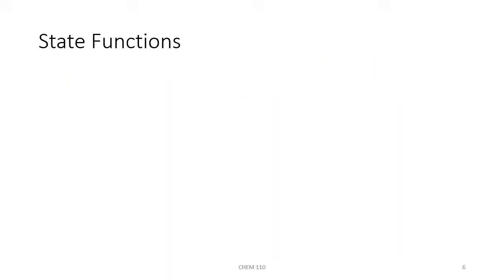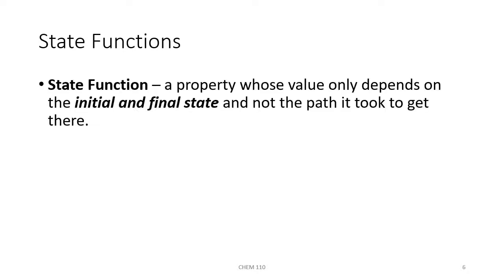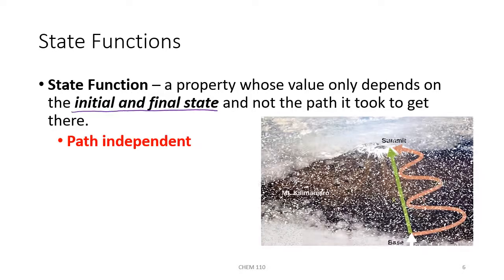Internal energy is an example of something called a state function. A state function is a property that only depends on the state of the system at any moment in time, and not the path used to get that system to the state. That means we only are interested in the initial and the final state. It's path independent, we would say.